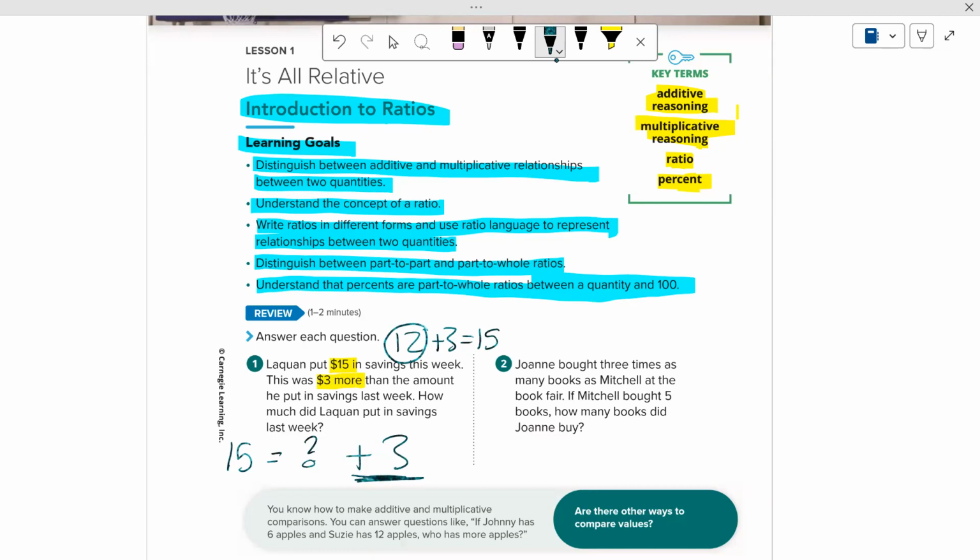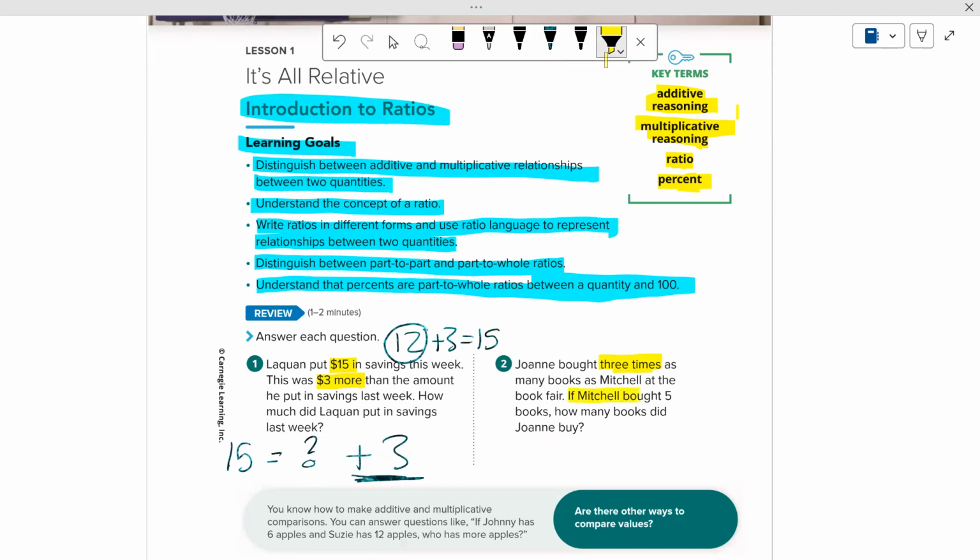Joanne bought 3 times. So we know what that key word means. 3 times as many books as Michelle. I don't know which one that is. I might mess that name up, y'all. At the book fair. If Michelle bought 5 books, how many books did Joanne buy?